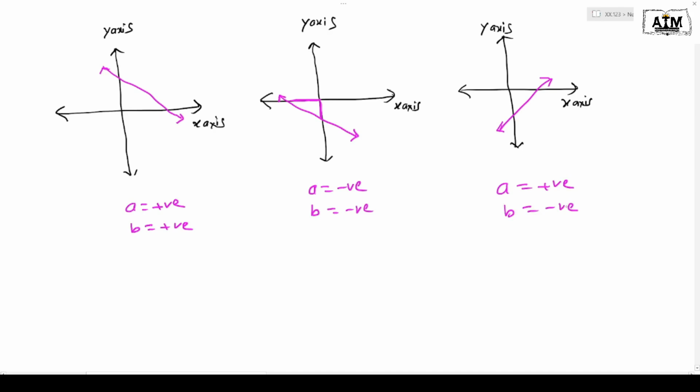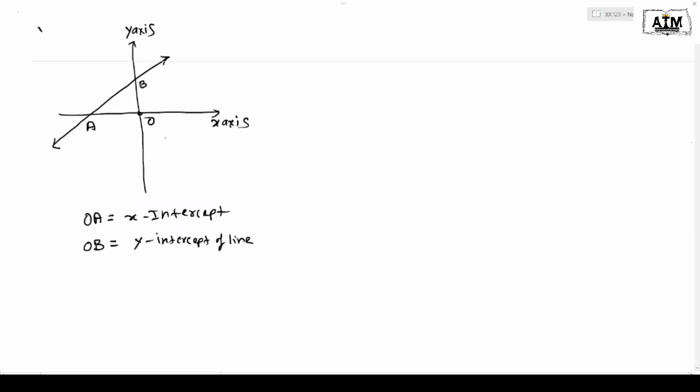So in slope-intercept form, we have to pay attention to whether the given intercept is positive or negative. We have to decide first. As soon as the question is given to us, first of all decide the sign of the x-intercept and y-intercept. Of course, in slope-intercept form, we use only the y-intercept.